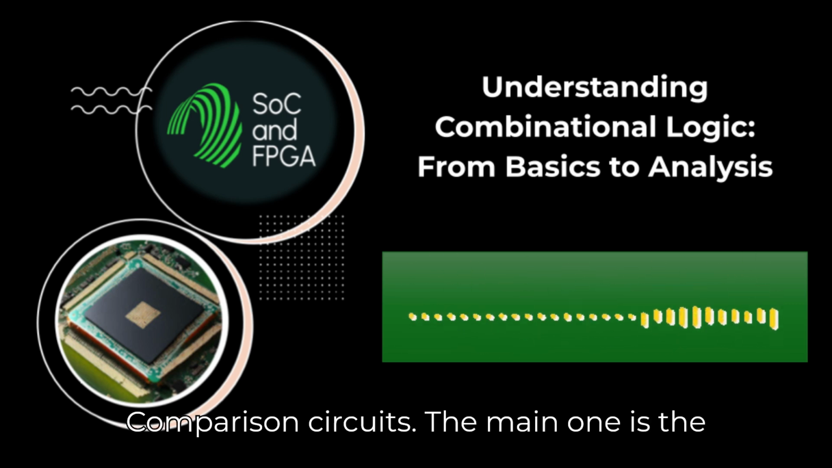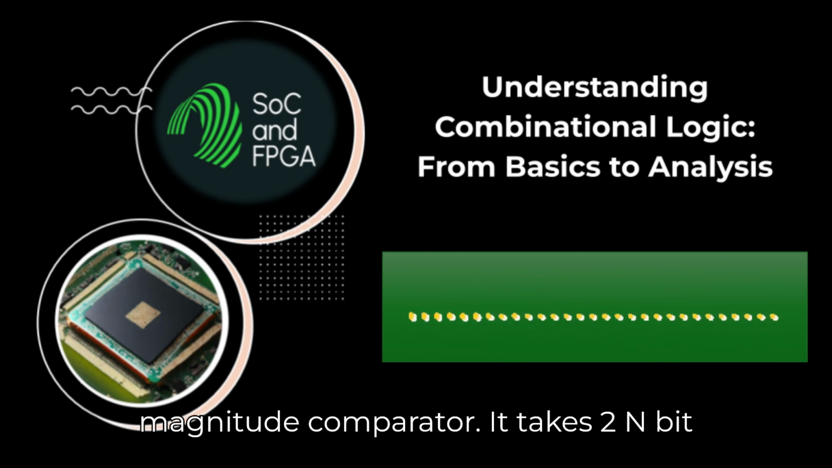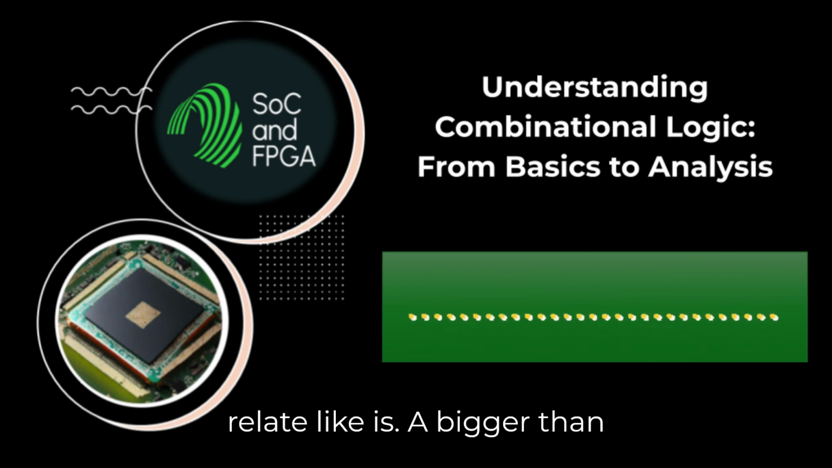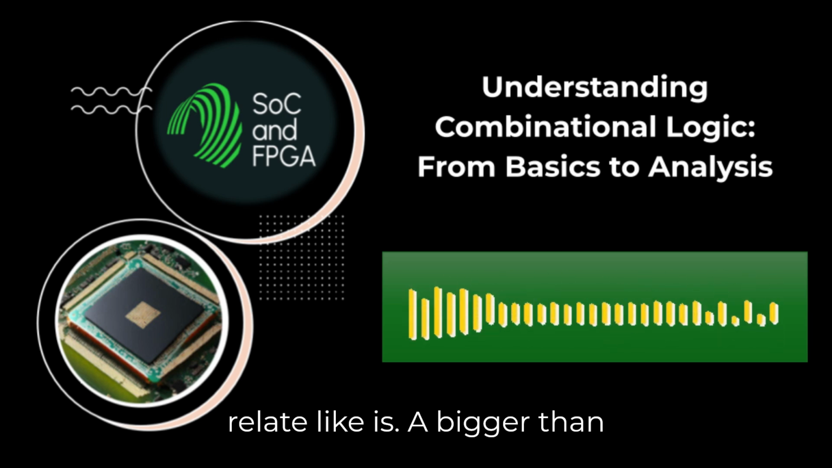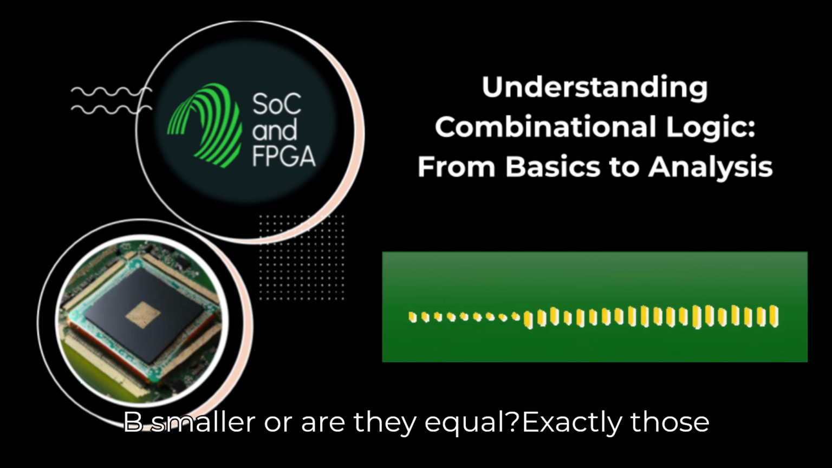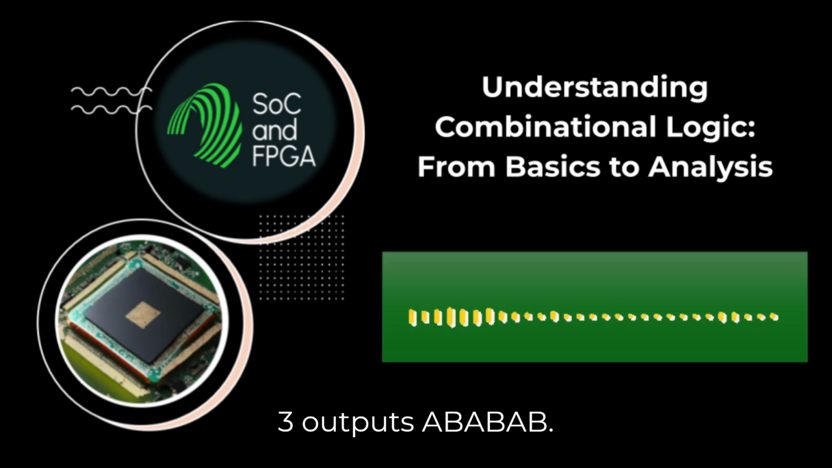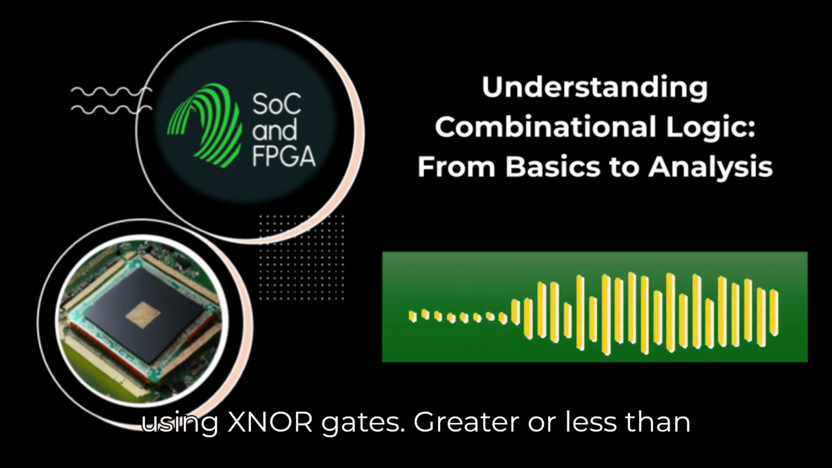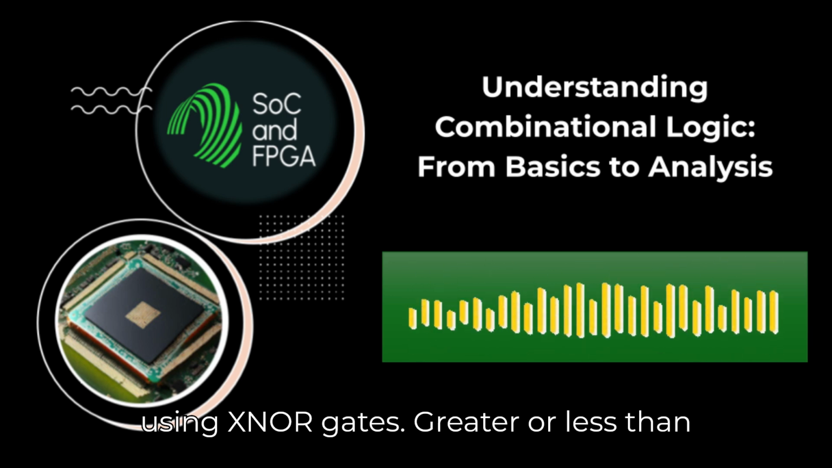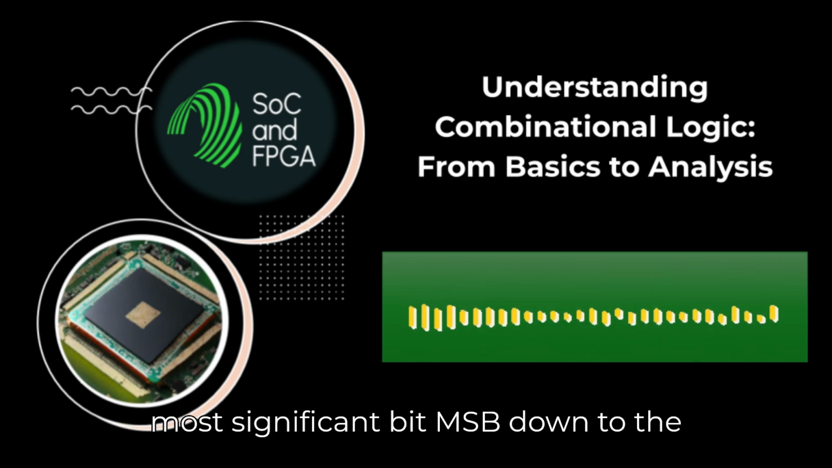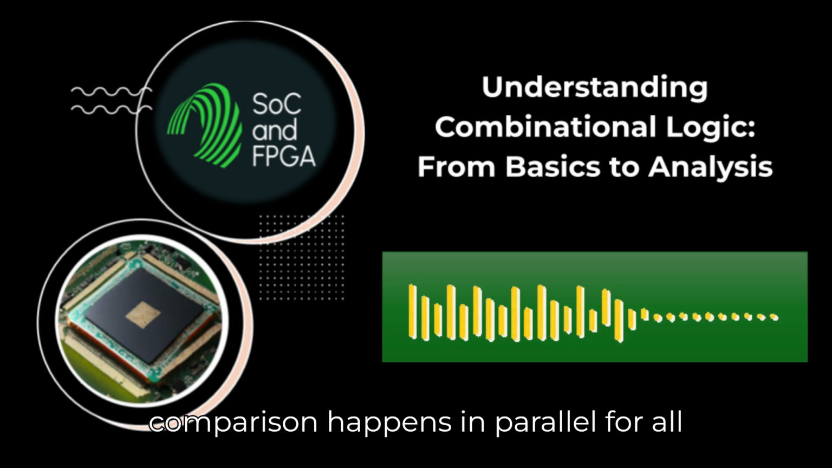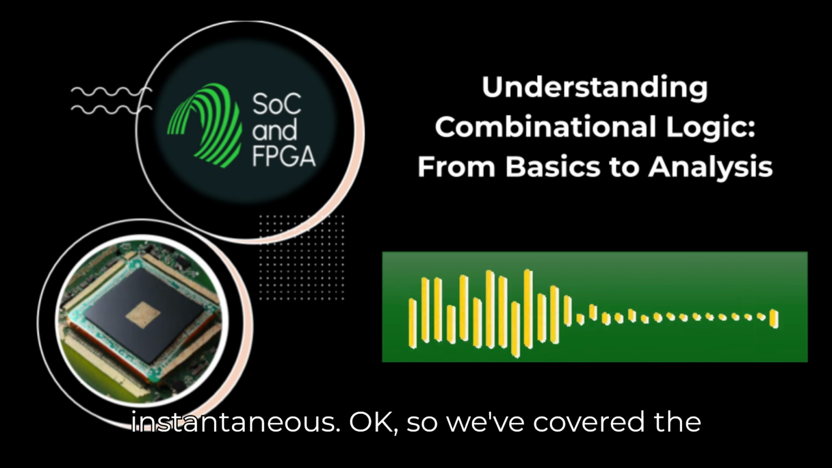Right, comparison circuits. The main one is the magnitude comparator. It takes two n-bit binary numbers, A and B, and tells you how they relate. Like, is A bigger than B, smaller, or are they equal? Exactly, those three outputs: A>B, A<B, A=B. Equality is usually checked bit by bit using XNOR gates. Greater or less than involves comparing bits starting from the most significant bit, MSB, down to the least significant, LSB. Importantly, this comparison happens in parallel for all bits, so the result is basically instantaneous.